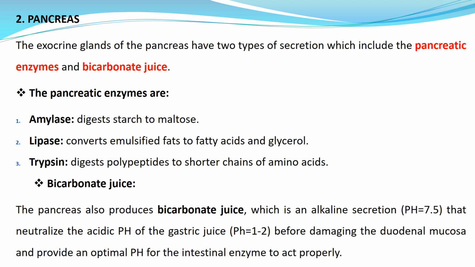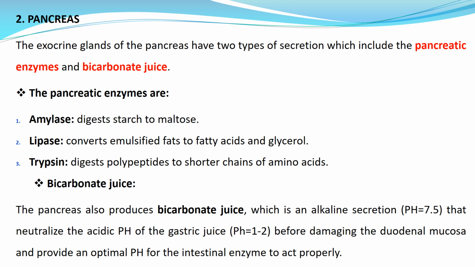By the pancreas. The main types of pancreatic enzymes include amylase. If you remember, we have another type of amylase, which is secreted by what? By the salivary glands. So here we have another type of the amylase enzyme, which digests maltose, as we saw before.